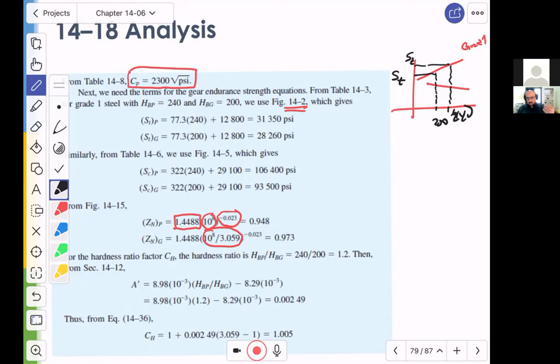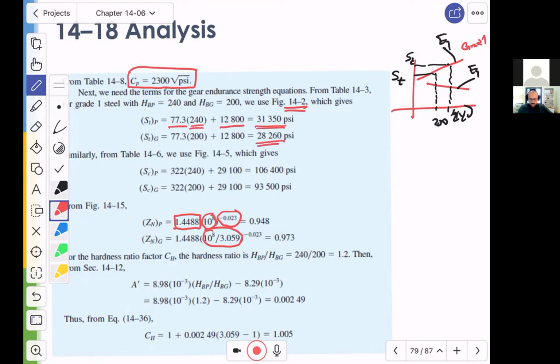But the book decided to use the equation. The equations for these curves are given either in the figure or in the caption. So the equation here is 77.3 multiplied by 240, which is the hardness for the pinion, plus 12,800, which is going to give you this much strength for the pinion and this much strength for the gear. This is not the end.